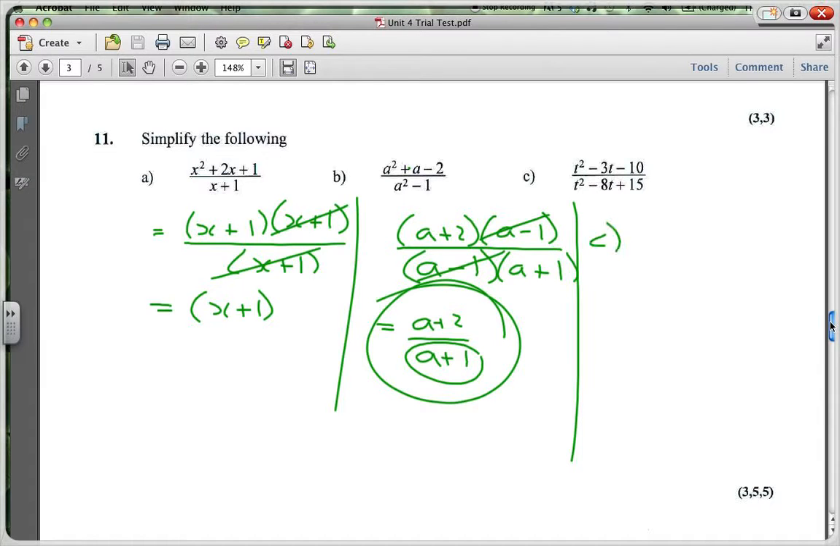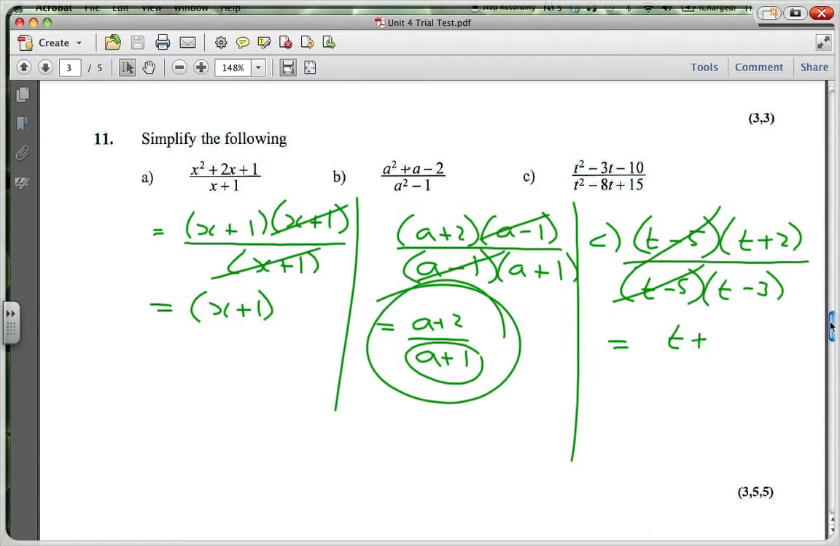Going on to c. Again, we're going to factorize. Hopefully you've got this right now. This will be (t minus 5)(t plus 2) at the top. And here you're going to get (t minus 5)(t minus 3). That will be the factors of that. Those will cancel out, and you're left with t plus 2 over t minus 3. If any of you need any further instruction on how I got those factorizations, please come and see me or look at the previous video.